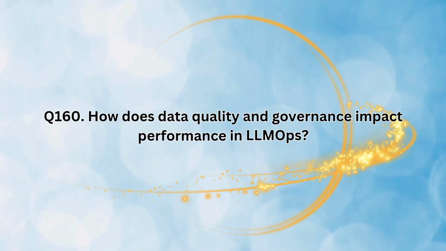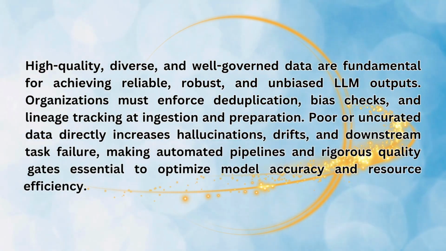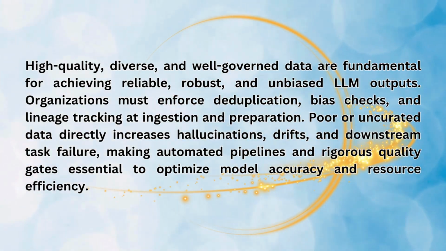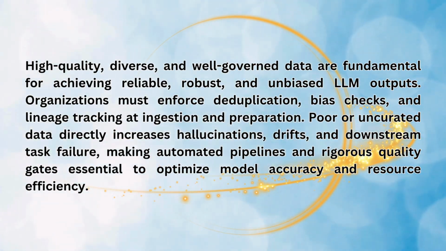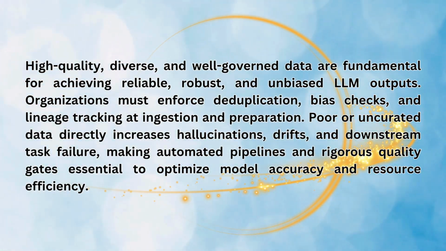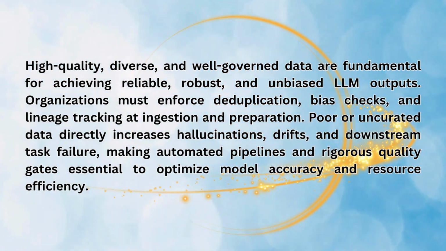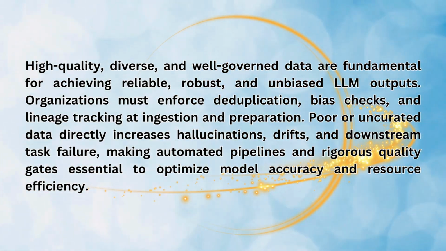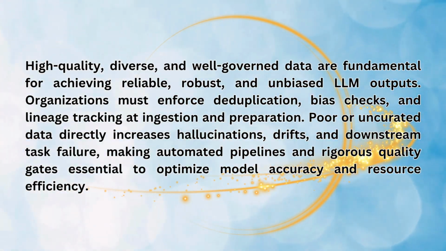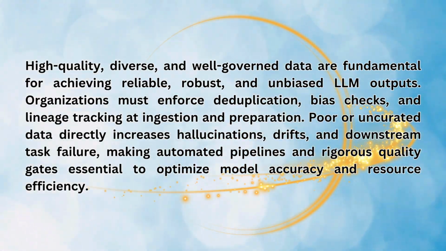How does data quality and governance impact performance in LLM ops? High-quality, diverse, and well-governed data are fundamental for achieving reliable, robust, and unbiased LLM outputs. Organizations must enforce deduplication, bias checks, and lineage tracking at ingestion and preparation. Poor or uncurated data directly increases hallucinations, drifts, and downstream task failure, making automated pipelines and rigorous quality gates essential to optimize model accuracy and resource efficiency.